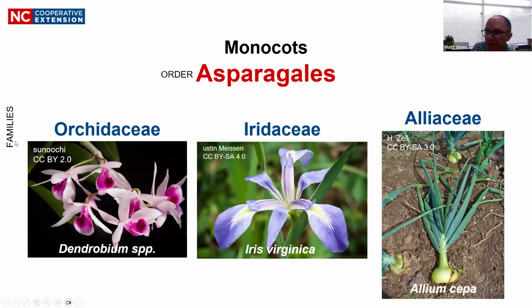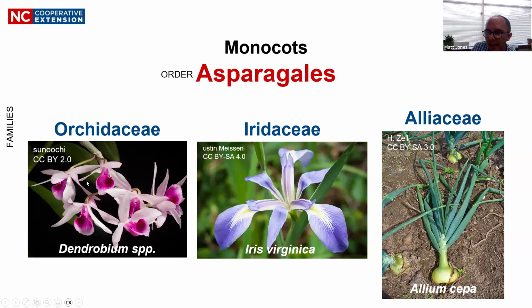Huge family of the orchids, terrestrial and epiphytic, 25,000 species. Very elaborate, complex flowers that have very specific pollinators. And their seeds also require fungi to help them germinate, actually.